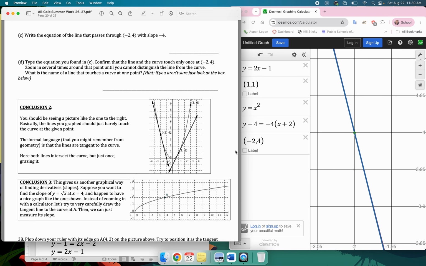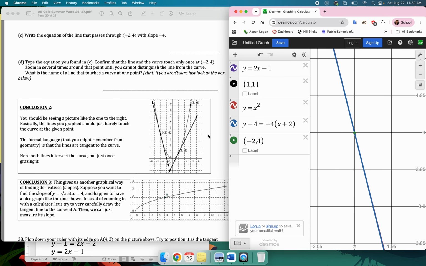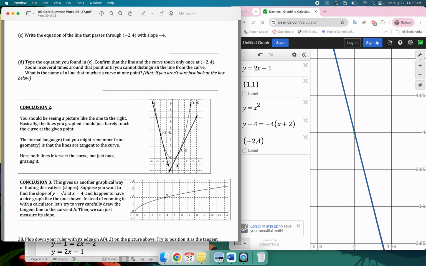Language here. These are tangent lines, okay? So this line right here is tangent to the curve because it just nicks the curve at that point, like it just touches it, just goes through that one little point.